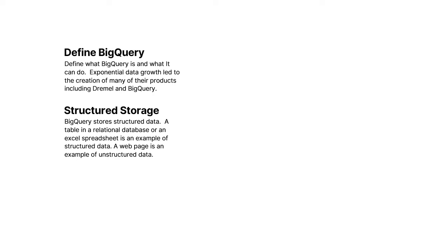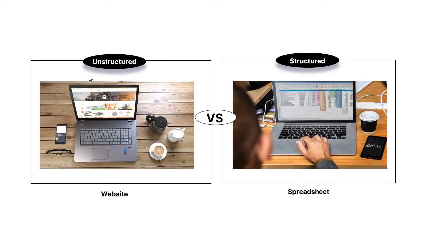If your data doesn't live in BigQuery, you can't query it. BigQuery only stores and operates on structured datasets. A table in a relational database is an example of an object with fixed schema. When a table is created, you define what gets stored in that structure. In this section, the cloud storage system will be covered.